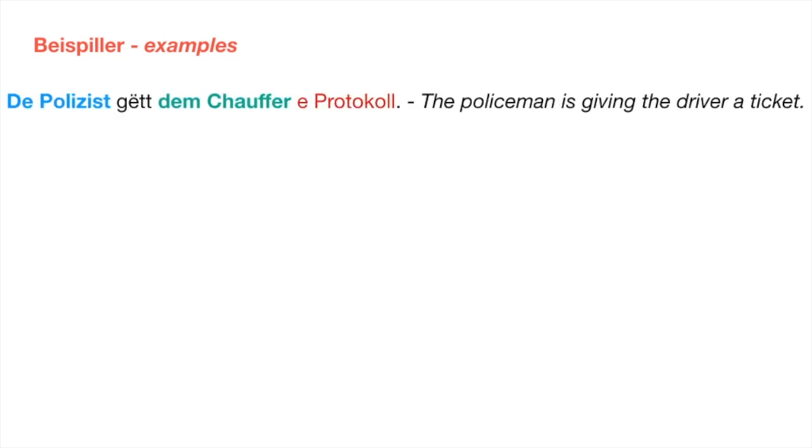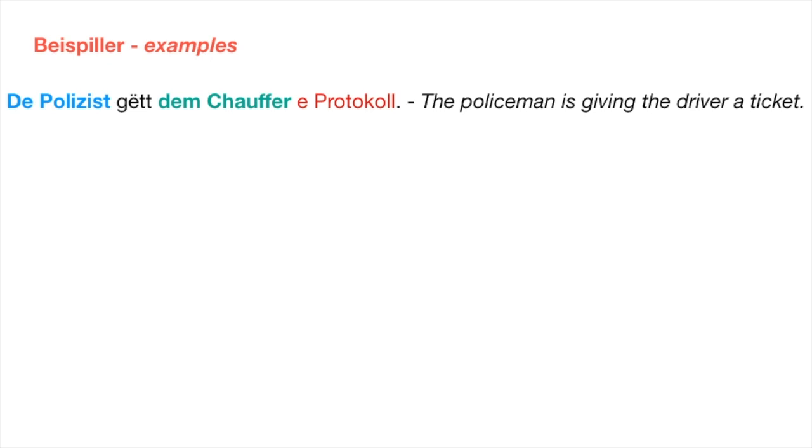Der Polizist gibt dem Chauffeur ein Protokoll. The policeman is giving the driver a ticket. Now, the Polizist here is the subject because it's the person active in the sentence. Okay? And the direct object is a protocol.